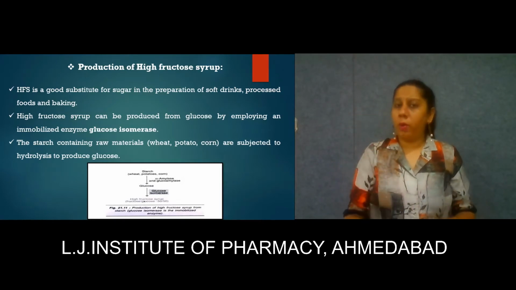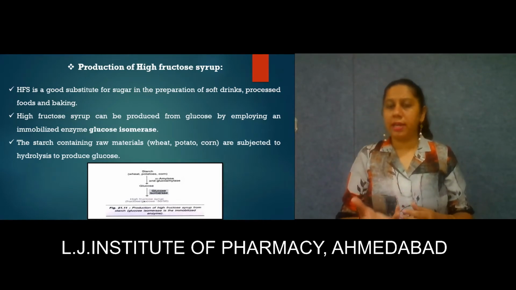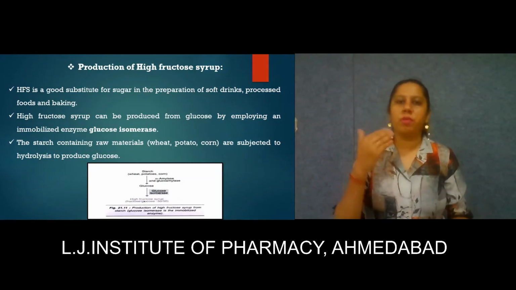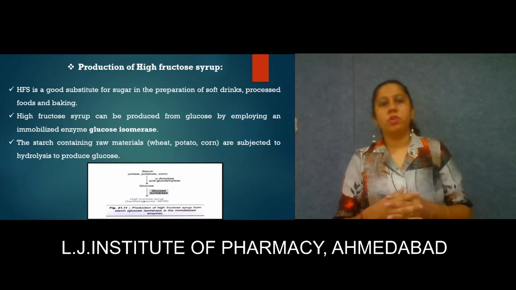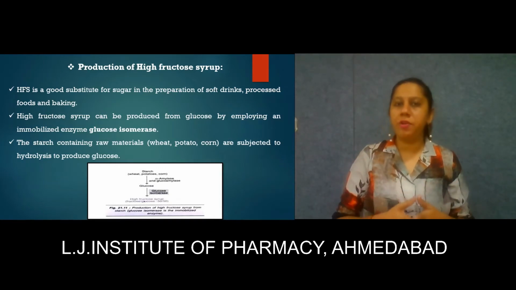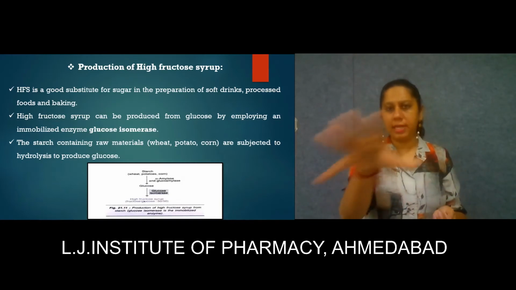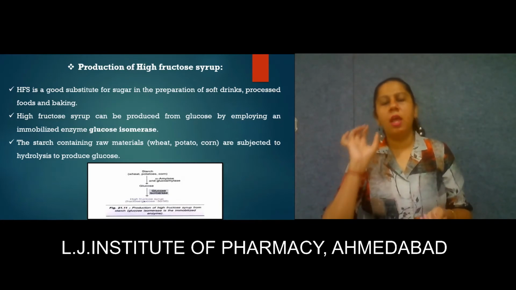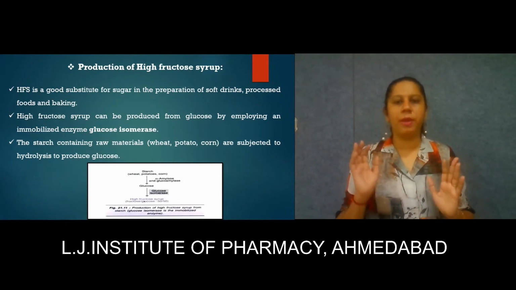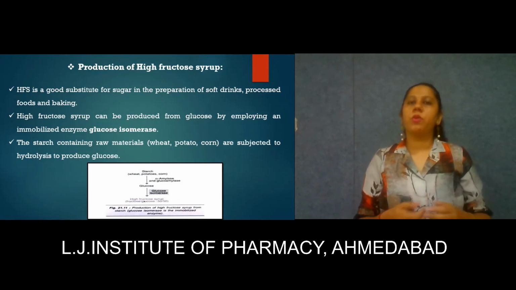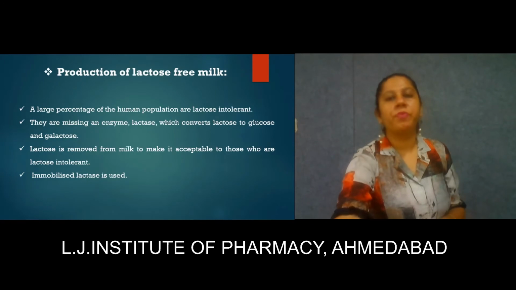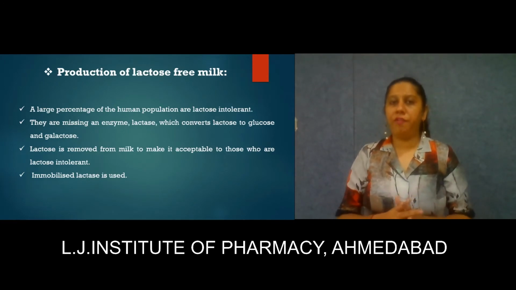So now again we want this enzyme to be used again and again, so we are immobilizing it. Which enzyme? Glucose isomerase, so that we can produce large quantities of high fructose syrup. So the starch containing raw materials like potato, corn, wheat are subjected to hydrolysis to produce glucose, and you can see in the process the glucose is finally acted upon by glucose isomerase, which is immobilized on various supports, and you can produce high fructose syrup, which can be used commercially in various food products as a substitute of the sugar.